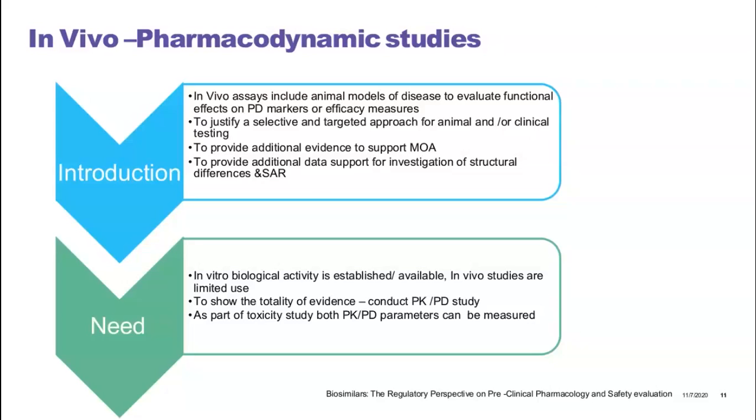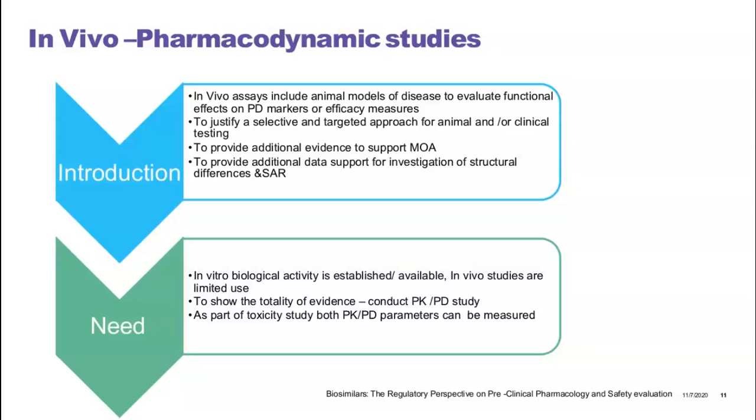For example, if the relevant species is not rodents or non-rodents, if the relevant species is only monkeys, we cannot use monkeys for conducting the in vivo pharmacodynamic studies. So that's why this is an optional case. Suppose you show the functional similarity and biosimilarity of the molecule, and you establish the complete mechanism of action by showing the in vitro assays, then obviously there is absolutely no need to go for the in vivo pharmacodynamic studies.